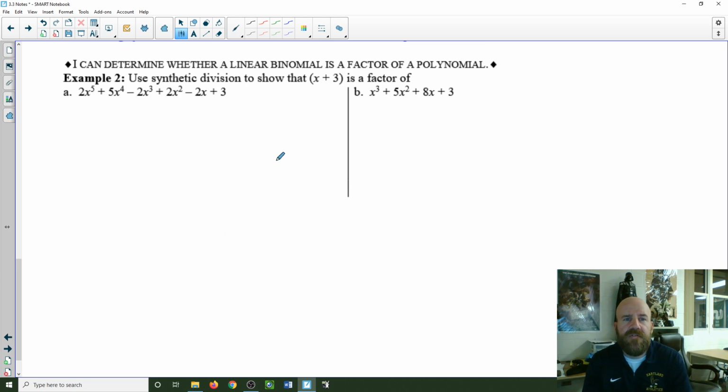So same idea here. So use synthetic division to show that x plus 3 is a factor. So as long as you divide and you get 0 as a remainder, then it is a factor. So I'm going to do, let's do this one. Let's do B. It's the same process over and over. So we're dividing by negative 3 because that's what we would get as our x-intercept. So we go 1, 5, 8, 3.